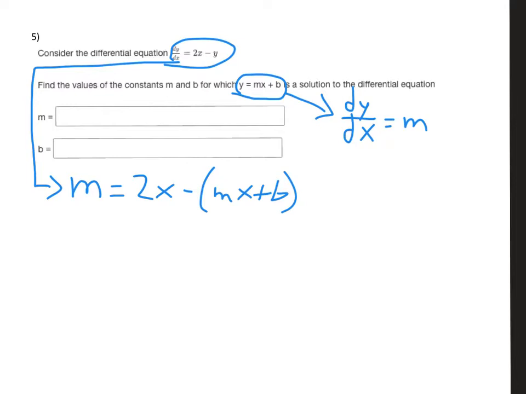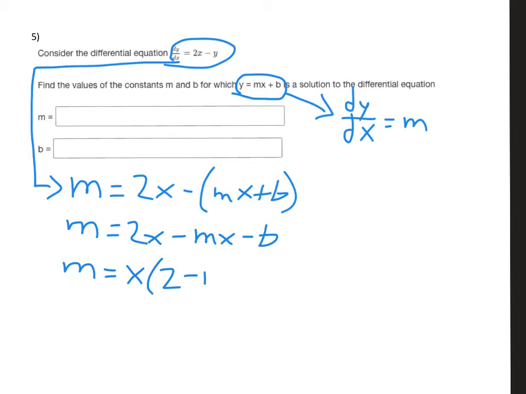Now, if we just combine some like terms and clean this up just a little bit, leave the m, leave the 2x, distribute. We've now got minus mx minus b. And now I'm going to do something a little bit sneaky algebra-wise here. If I factor out an x, so let's pull out an x from this first chunk here, I'm going to get 2 minus m, minus b.